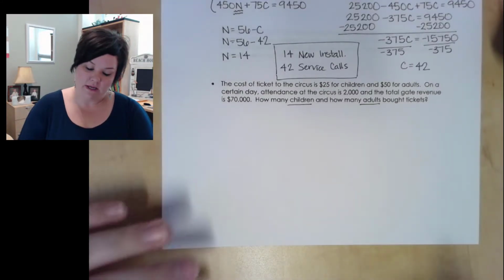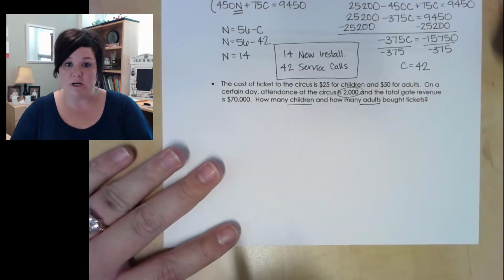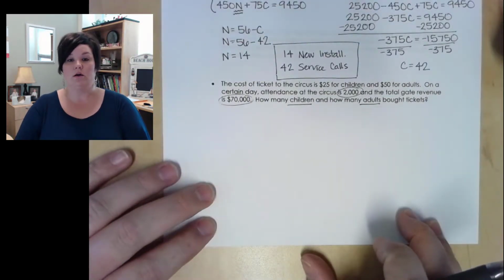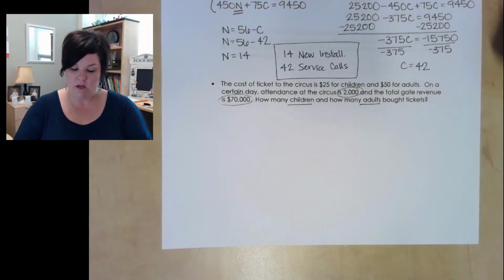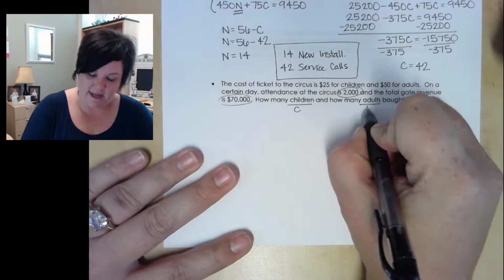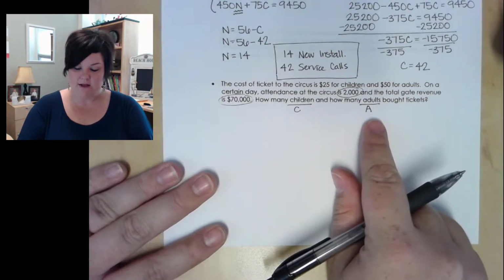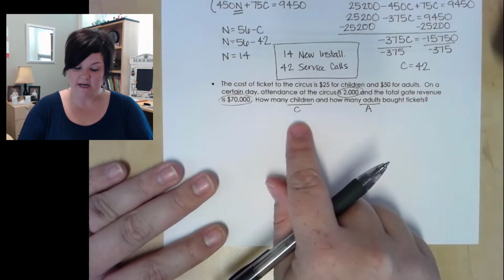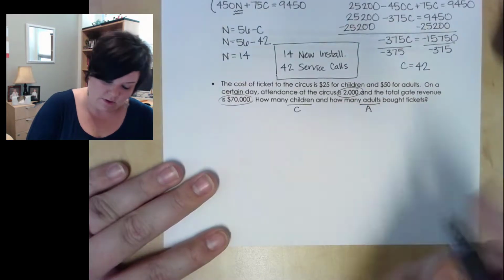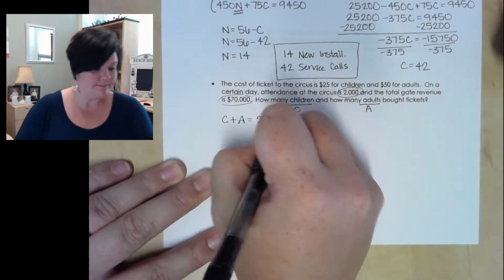Or revenue. So here we have our total as being 2,000. That's how many people were in attendance. And then we have $70,000 as our total revenue for that day. Okay, so I am going to label these again. I'm just going to use C for children and A for adults. So if I want to know how many children and adults attended, I don't know that, but I can add them together and I know that it should total 2,000 because that's how many people were at the circus, right? So I'm going to say C plus A is equal to 2,000.